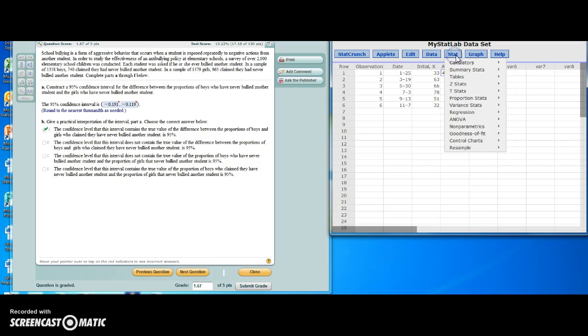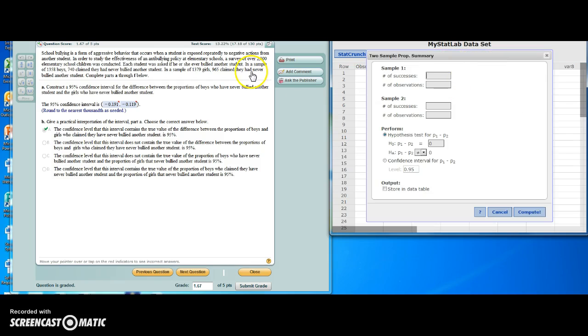So I'm going to go to Stat, Proportion Stats, two-sample, with summary. And this time, instead of percents like the previous question, I'm actually given the totals of successes. So let's put boys first. And so I've got 740 boys never bullied and 1,358 boys total. And then I have 965 girls that never bullied out of 1,379.